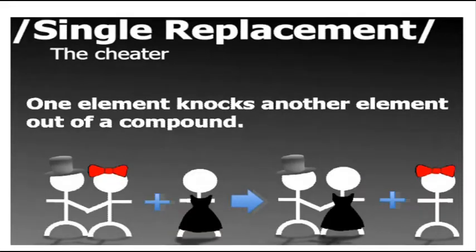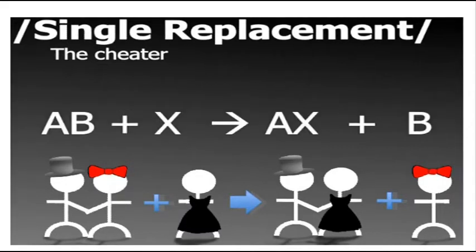All right. Next, single replacement. One element knocks another element out of a compound. So remember the cheater. For example, you have a girlfriend, and your boyfriend or your partner, whichever you like, cheated with another man or woman. So now they're together and you are left alone. You can see here, single replacement: AB plus X is equal to AX plus B, or AB plus X is equal to BX plus A.